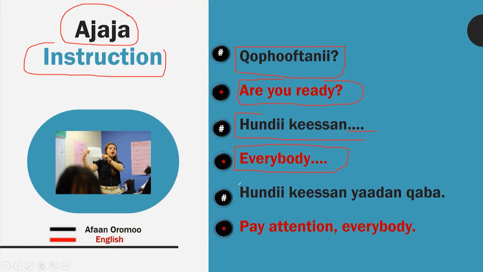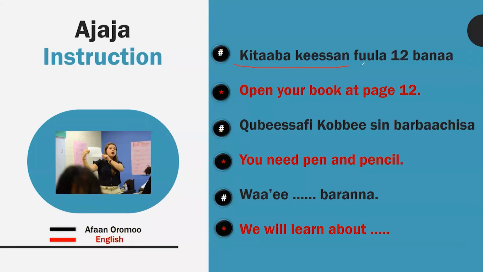The third one is, for example, look at this. Undication yadan kaba. Undication yadan kaba means pay attention, everybody. Pay attention, everybody means undication yadan kaba. Kitaba kesan fula kudalama bana. Kudalama means 12. We can say it, open your book at page 12. Open your book at page 12 means kitaba kesan fula kudalama bana.